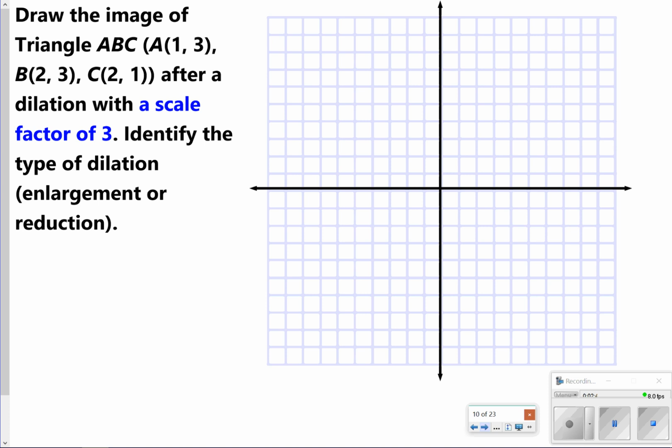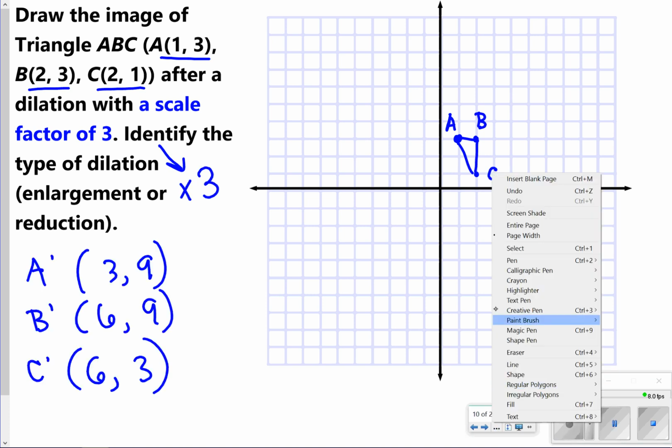The next thing we're going to do is draw images and then actually change the scale factor. So first you're going to see me plot these original points. A is (1, 3), B is (2, 3), and C is (2, 1). So here's the original figure. What I'm going to do now is implement a scale factor of 3, which just means multiplying each of those coordinates by 3. So here are my new coordinates.